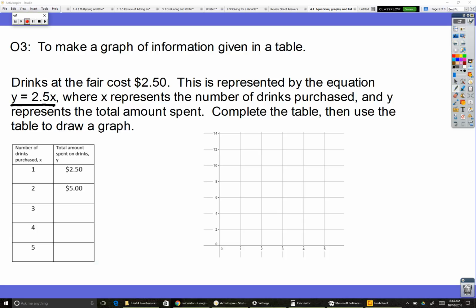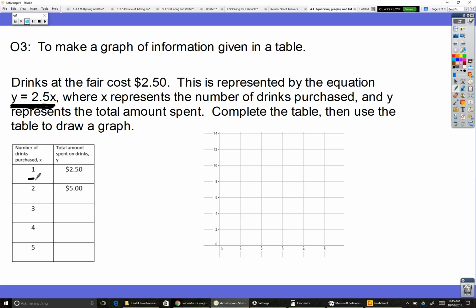Okay, we started our recording a little late, so we're starting here on objective 3. There is an error in the notes, so where it says y equals 2.5x, yours says y equals 2x. That should say 2.5, so make sure that you change that. So the first thing we're going to do is, we already have an equation.